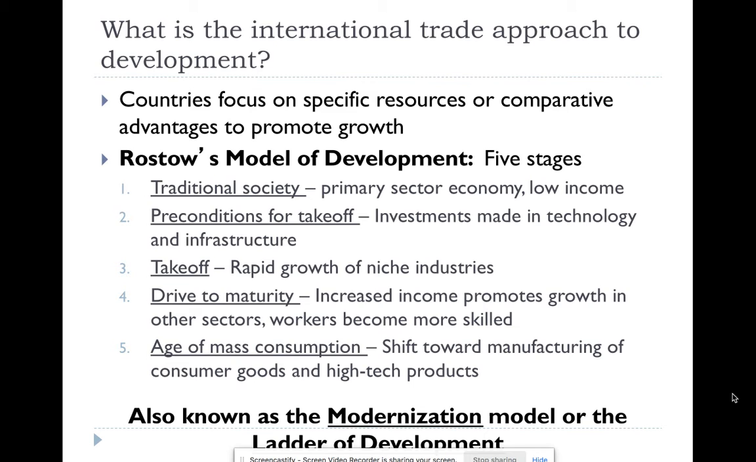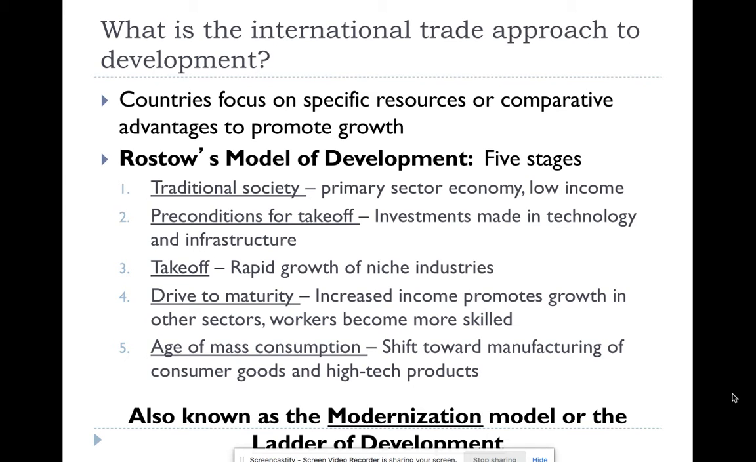The first is the traditional society. All right, from traditional society, we see that you have kind of a primary sector economy, fairly low income. So you're focusing on farming, mining, right? Things like that, fishing. When you get into the preconditions for takeoff, now you're starting to invest more in technology, starting to build the infrastructure for the country to become more developed.